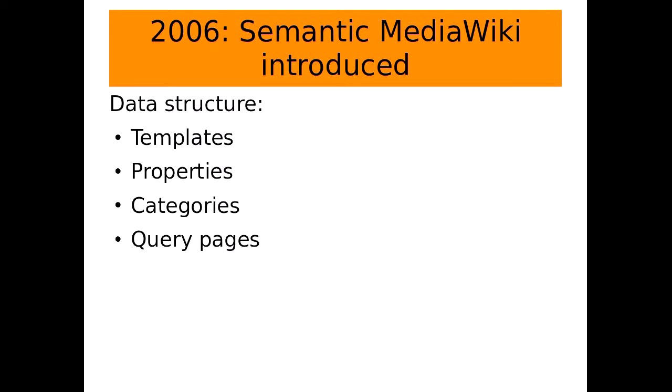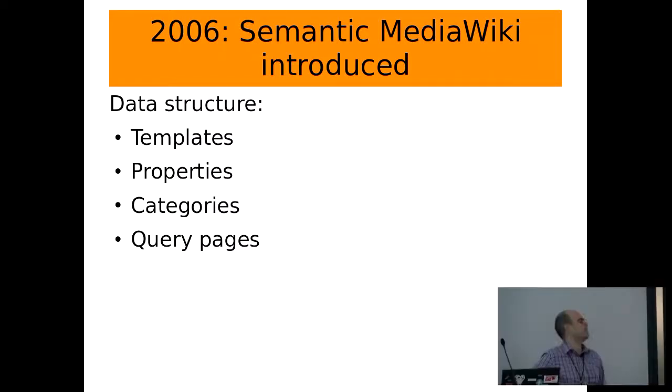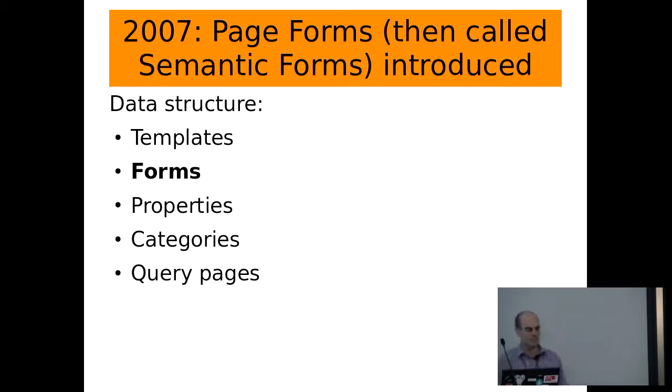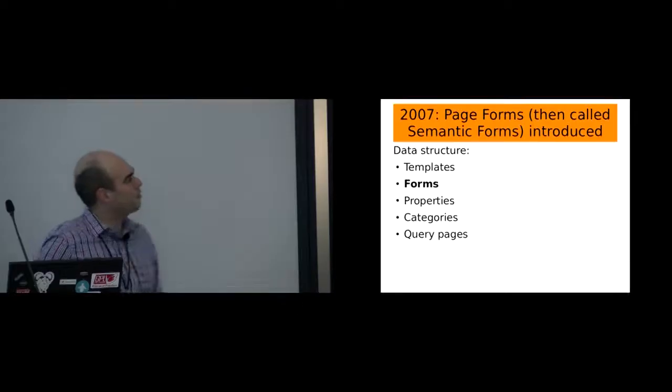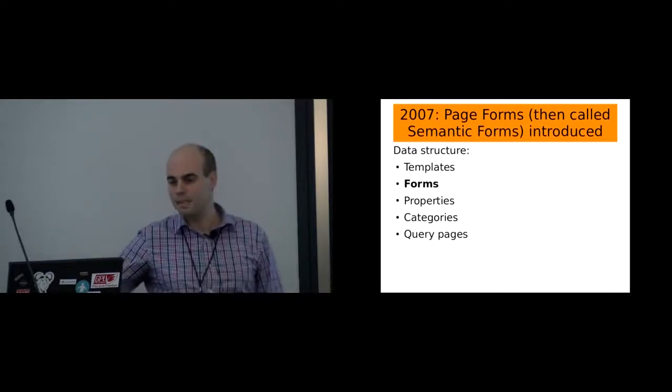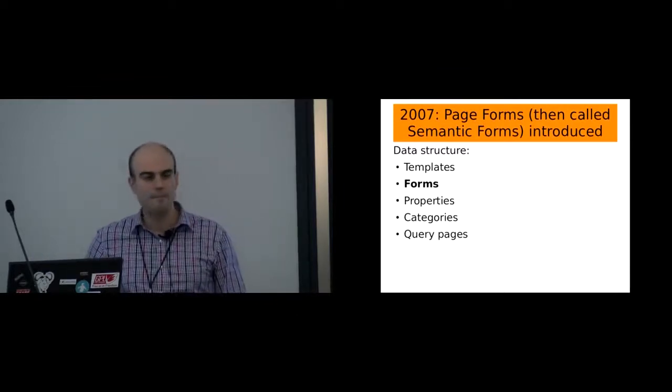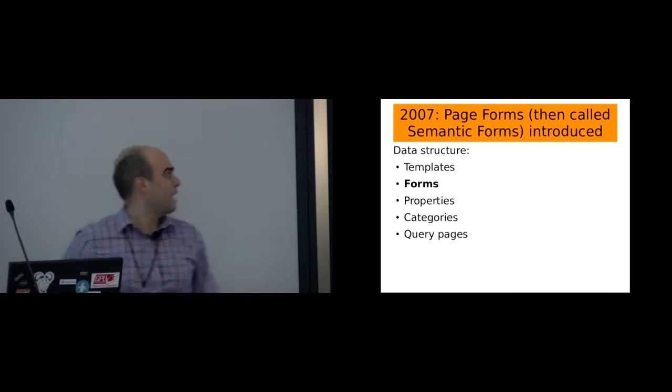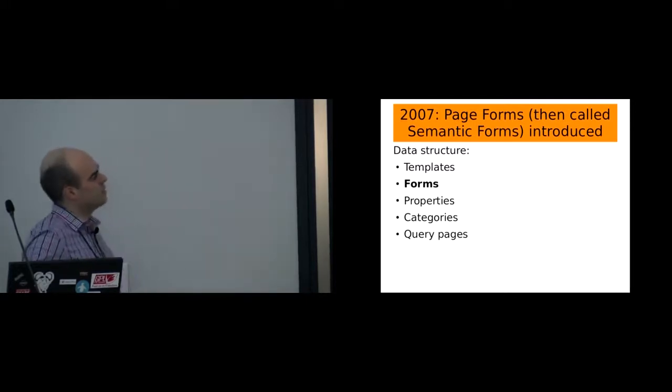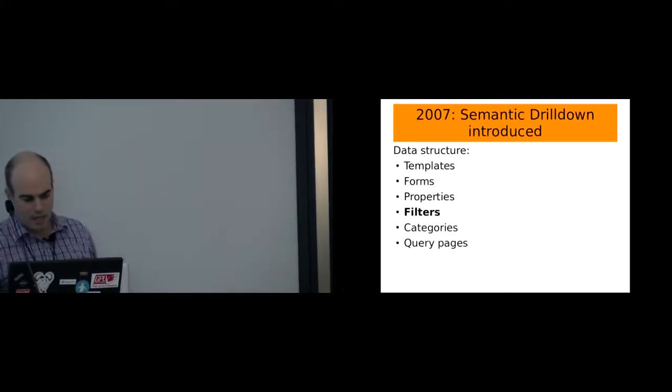In 2006, Semantic MediaWiki was introduced. At that point, if you wanted to have a data structure, you needed to create templates, properties, categories, and query pages if you wanted to display all of that information. So life was good. You just had four types of pages. The next year, Page Forms was introduced. At that point, it was called Semantic Forms. And so that added one more page type, forms, and now you had five.